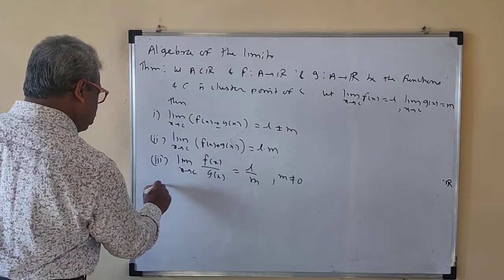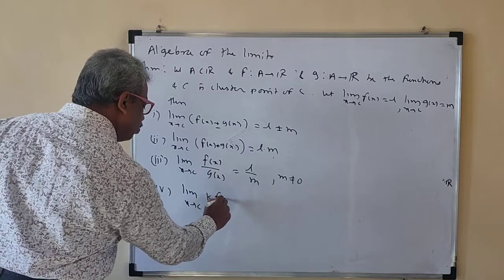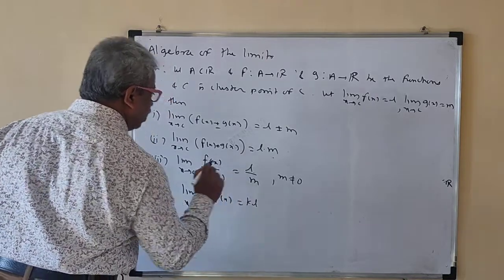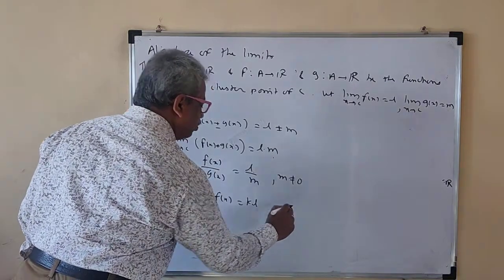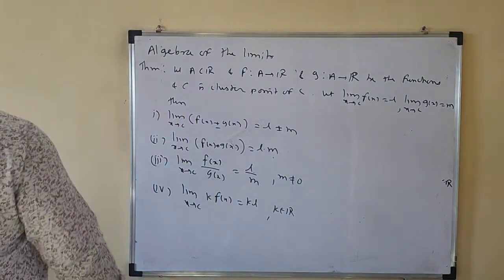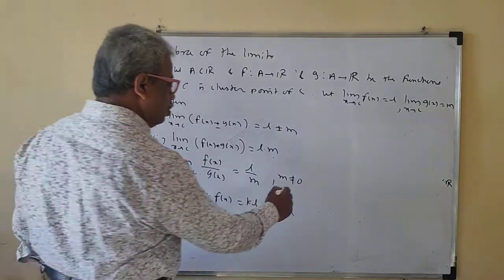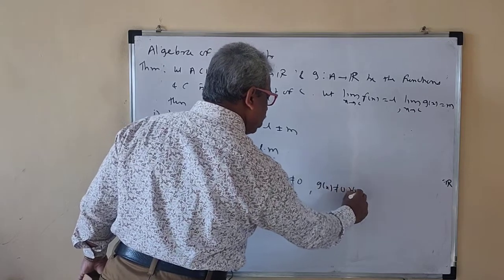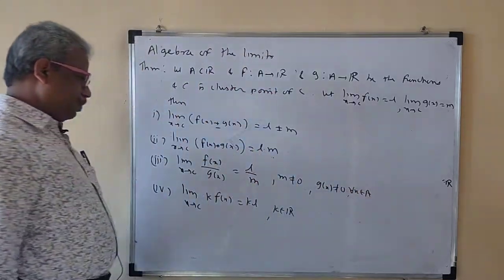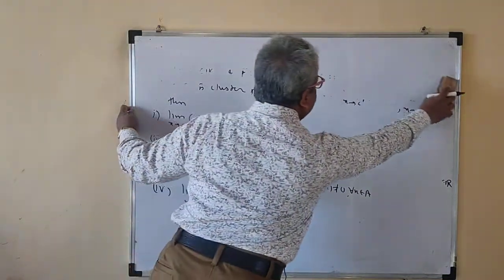And the fourth one: limit x tends to c, k into f of x is equal to k times L, where k belongs to R, k is a constant. Now this is also with g of x not equal to 0 for all x belongs to A. Okay, so we prove this one. The proof is also very simple.